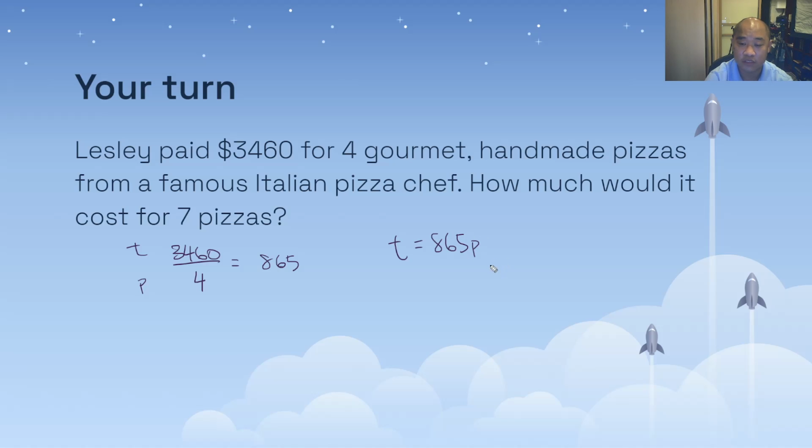So how much would it cost for 7 pizzas? Here what we're saying is that 7 equals P in our equation. So 865 times 7 equals T. 865 times 7 is $6,055. How much would it cost for 7 pizzas? $6,055 for 7 pizzas.